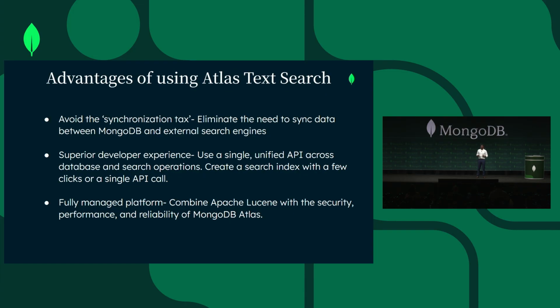Let's talk about the advantages of using MongoDB Atlas Text Search. There are two key advantages that I want to talk about here. The first is you avoid the synchronization tax. Now, what is the synchronization tax? Let's assume you use MongoDB Atlas for your operational data, and then a third-party data store, such as Elastic, for your search data. Now, the first problem with this system is that you have 3 pieces of infrastructure to manage. You have the MongoDB Atlas piece, the third-party search data store, and a syncing mechanism in the middle that you would have to build.